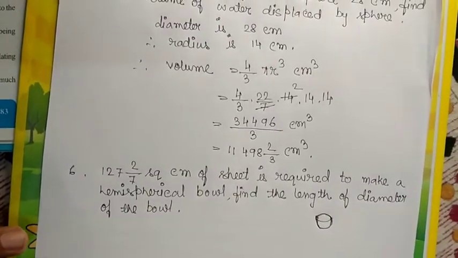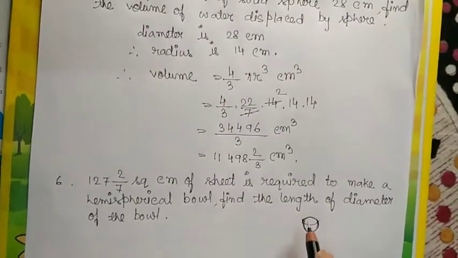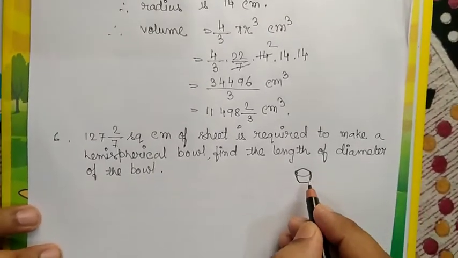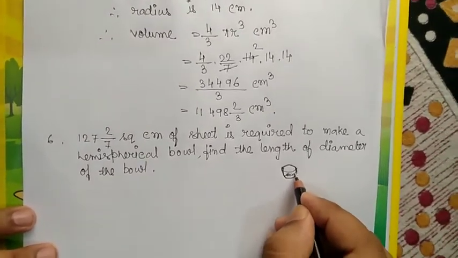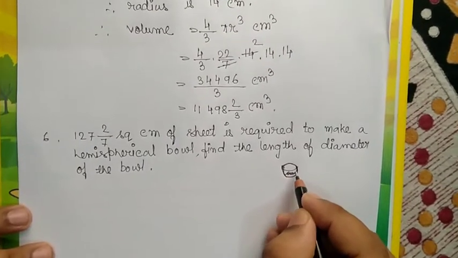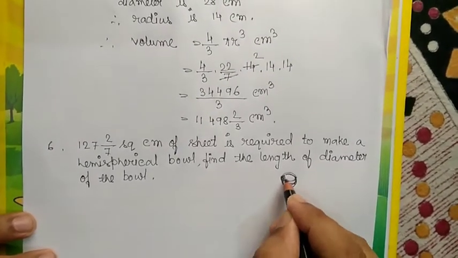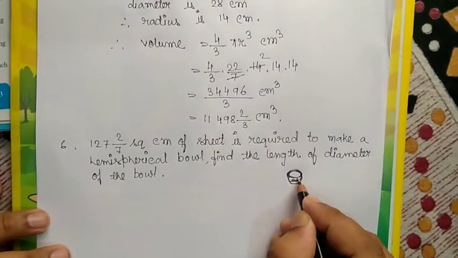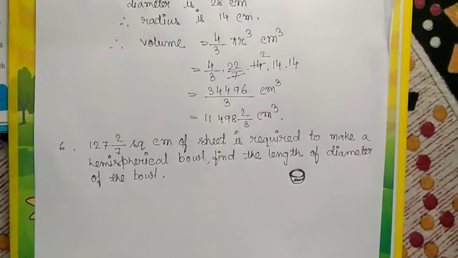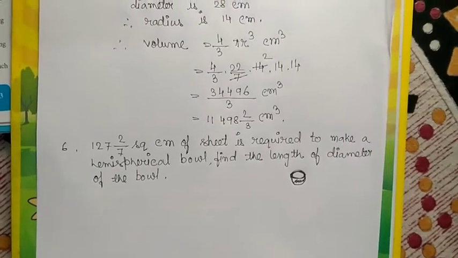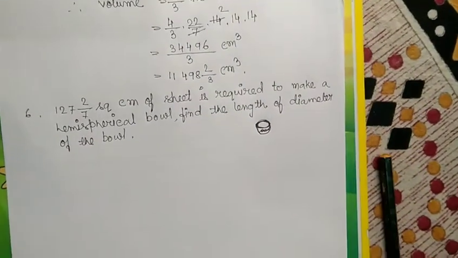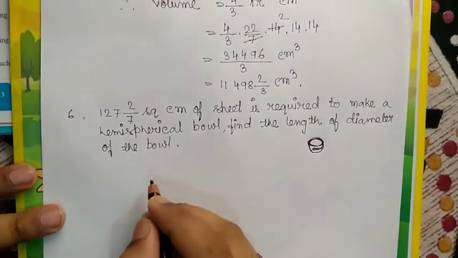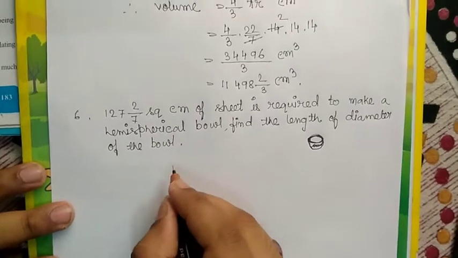So the sheet which is required to make the bowl is not the total surface area, only the curved surface area, because this one is the open part of the bowl, and there is no part of any sheet here. So therefore we have to find the curved surface area in this sum.